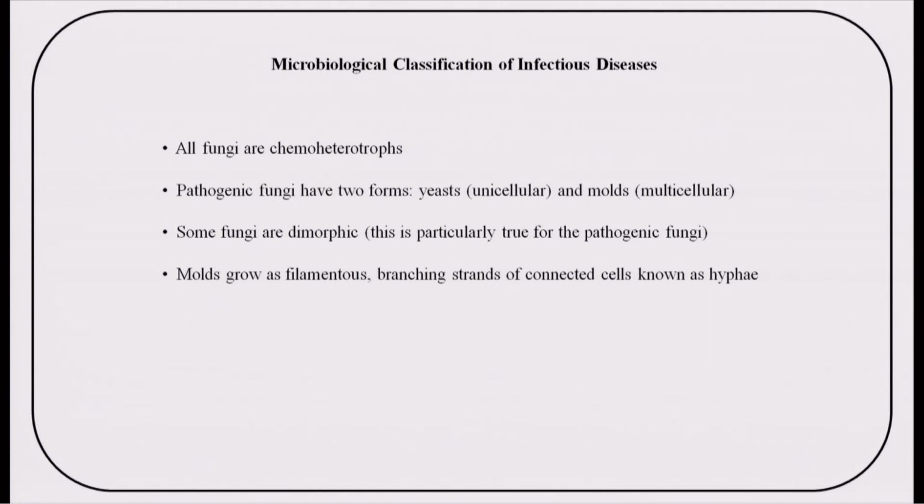So, these fungi again have two forms, yeast and mold forms. Most of them are yeast forms which we see in the hospital. Fungi are dimorphic. This is particularly true for the pathogenic fungi, and mold grows as filamentous branching strands of connected cells known as hyphae. Molds we usually see in the microbiology department, where once we inoculate onto Sabouraud dextrose agar or any fungal culture media, Aspergillus or Candida come up with a mold growth on the plates, where we can see the typical filamentous forms with the branching strands. This is again the part of the fungi.